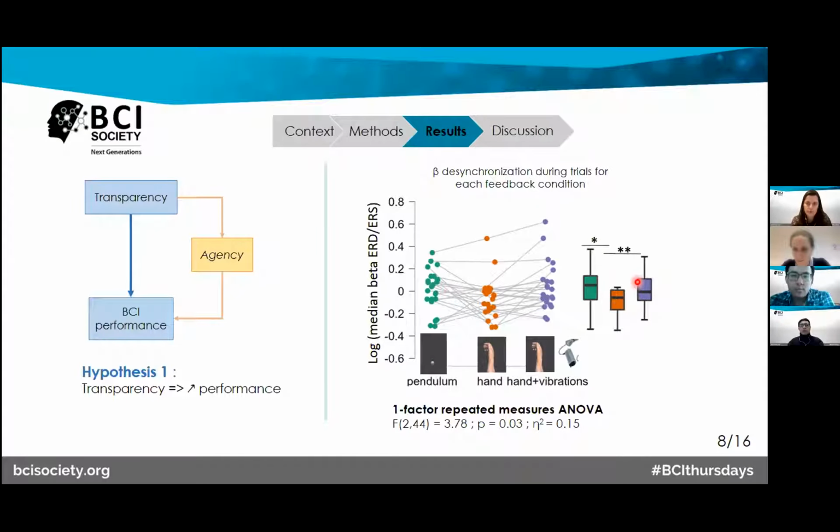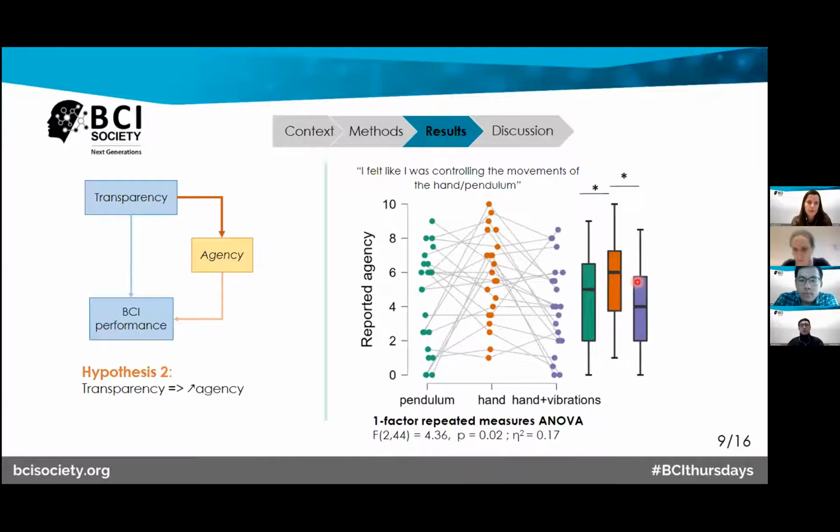What about the sense of agency? It was reported by the participants through this question. Did you feel like you were controlling the movements of the hand or the pendulum? You can see there was an effect of transparency on the sense of agency, namely that with the hand, the agency was stronger than with the pendulum. However, the sense of agency seems to have decreased with the visual tactile condition.